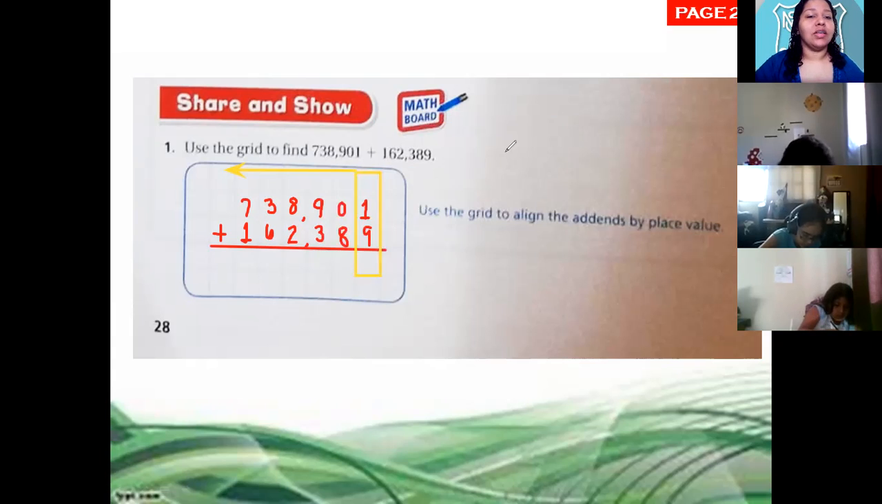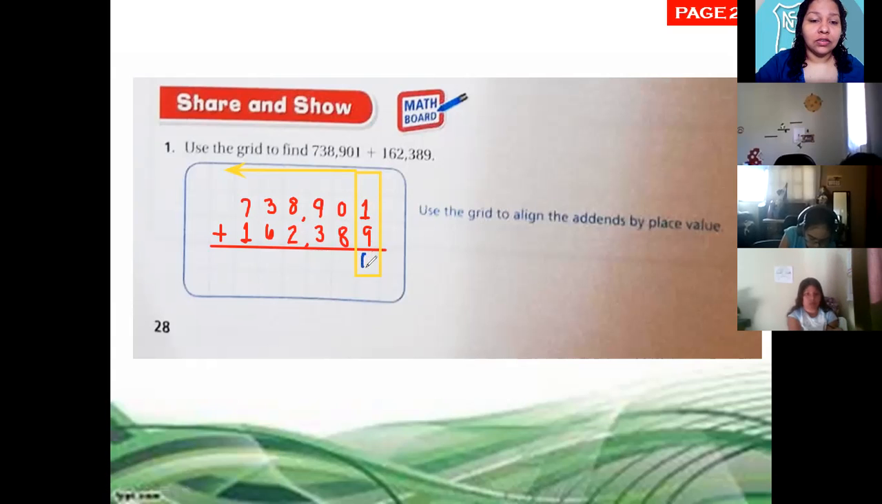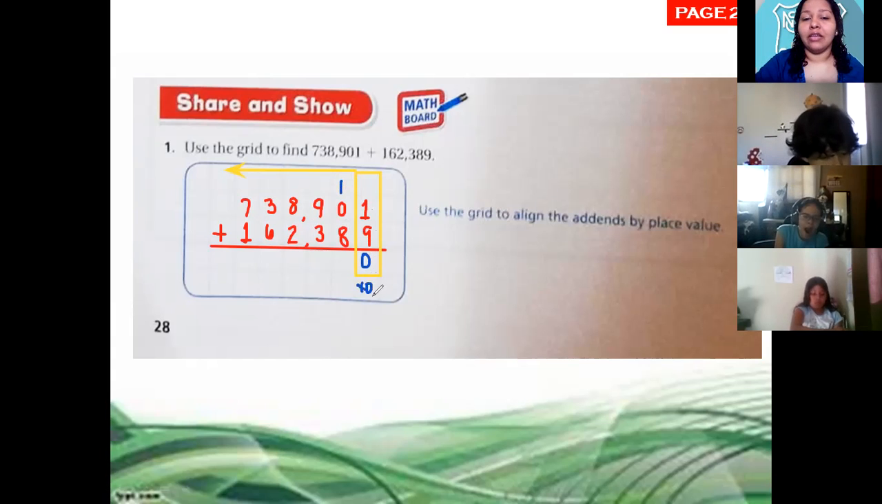Some of you have a mistake. I'm going to explain. You need to learn to regroup. You see, 1 plus 9 is 10. I cannot write 10 in here. You can't, okay? So you write 0 and you regroup 1. 1 plus 0 plus 8, 9.